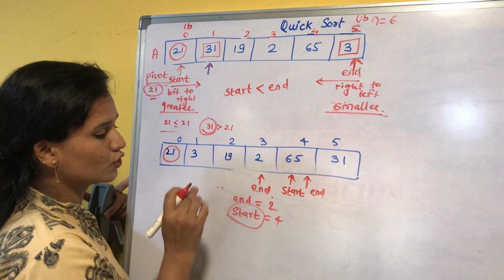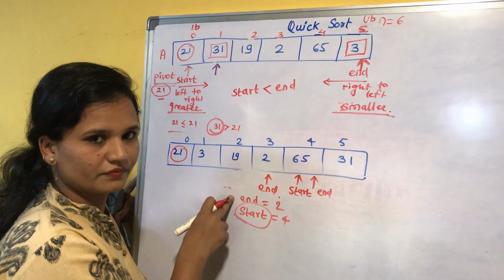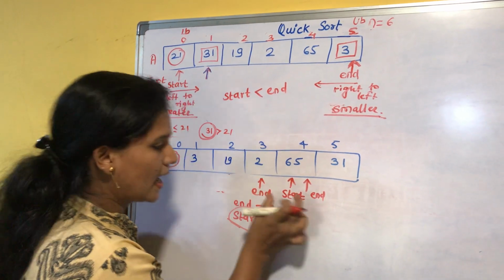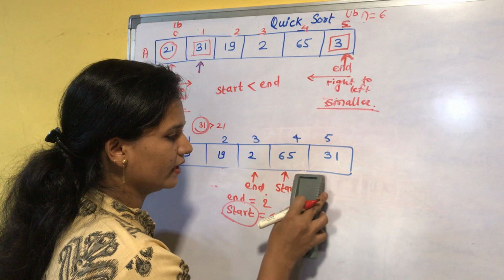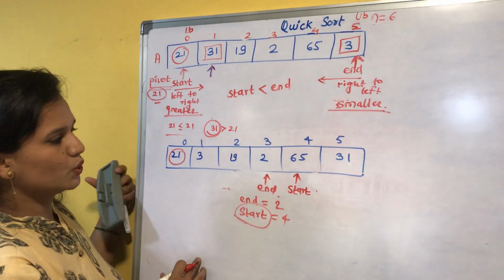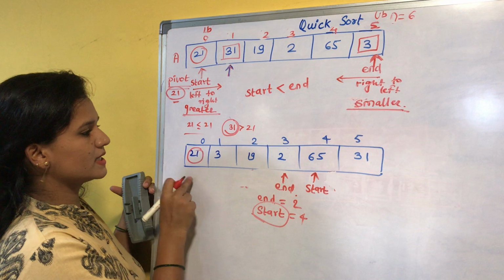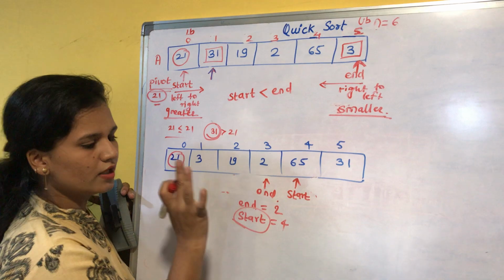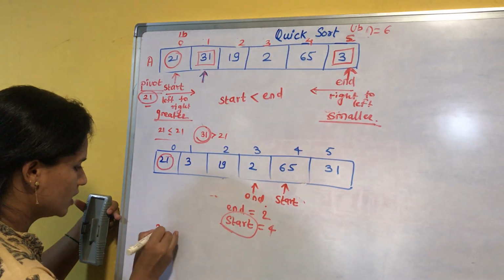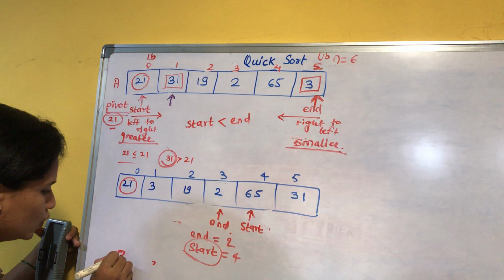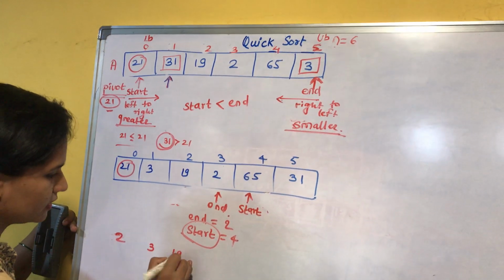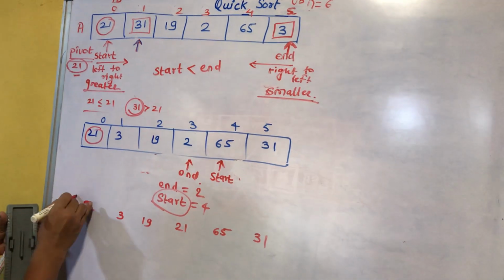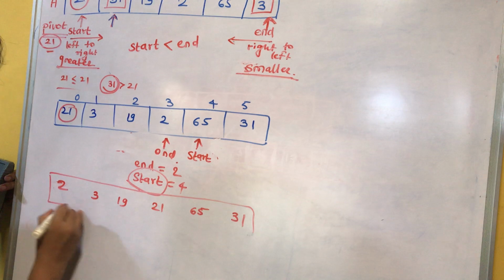Means start has crossed end. That's why we cannot do the swapping of the element which is present at start and the element which is present at end. So which swapping can we do here? We have to swap the pivot element with the element which is present at end position. Okay, so I will again write down 2, then 3, then 19, and here 21, 65, 31. So this is your next array.